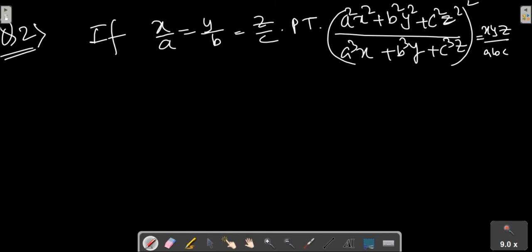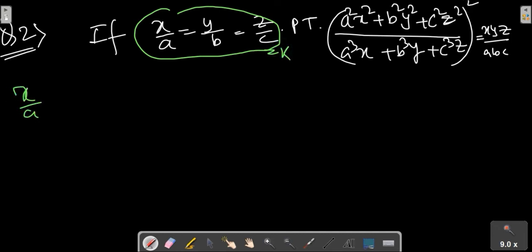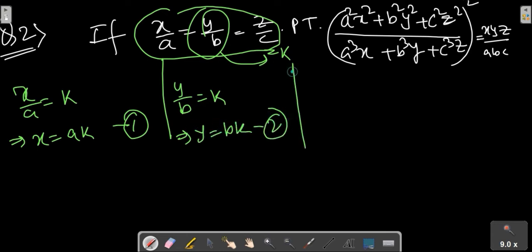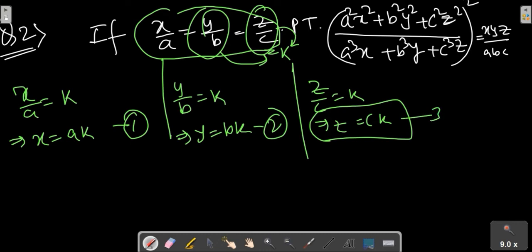We'll proceed in the same manner: we will take something here, equal to k. So first equation we will build up: x by a equals k. From here I will get x equals ak, right? So this is equation number 1. Then from the second, y by b equals k, so y equals bk, right students? Next, z by c equals k will give me z equals ck, right? So here it is equation number 3.